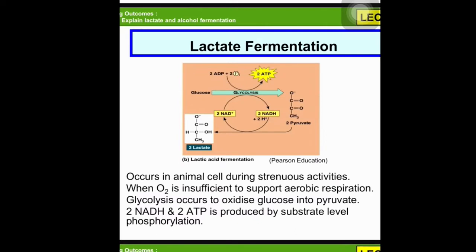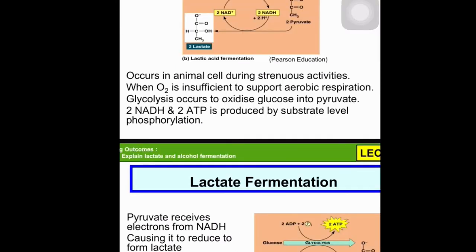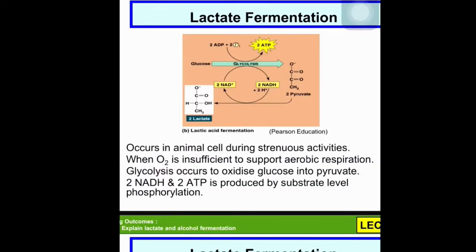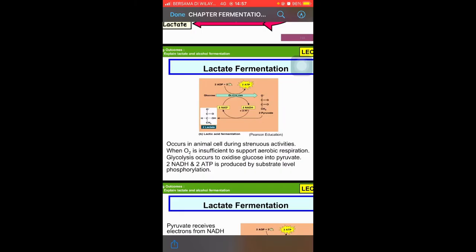Okay, ni lactate fermentation ni occurs in animal cell during strenuous activities. Strenuous activity ni dia macam activity berat. Activity berat macam kalau kita jogging, kita bersenam, kita berlari, kan? Kita memerlukan oksigen yang banyak, kan? Untuk inhale and exhale. So, when O2 is insufficient, dia berkurang untuk support aerobic respiration ni. That's why berlakunya fermentation ni. When O2 is insufficient to support aerobic respiration, glycolysis occurs to oxidize glucose into pyruvate.